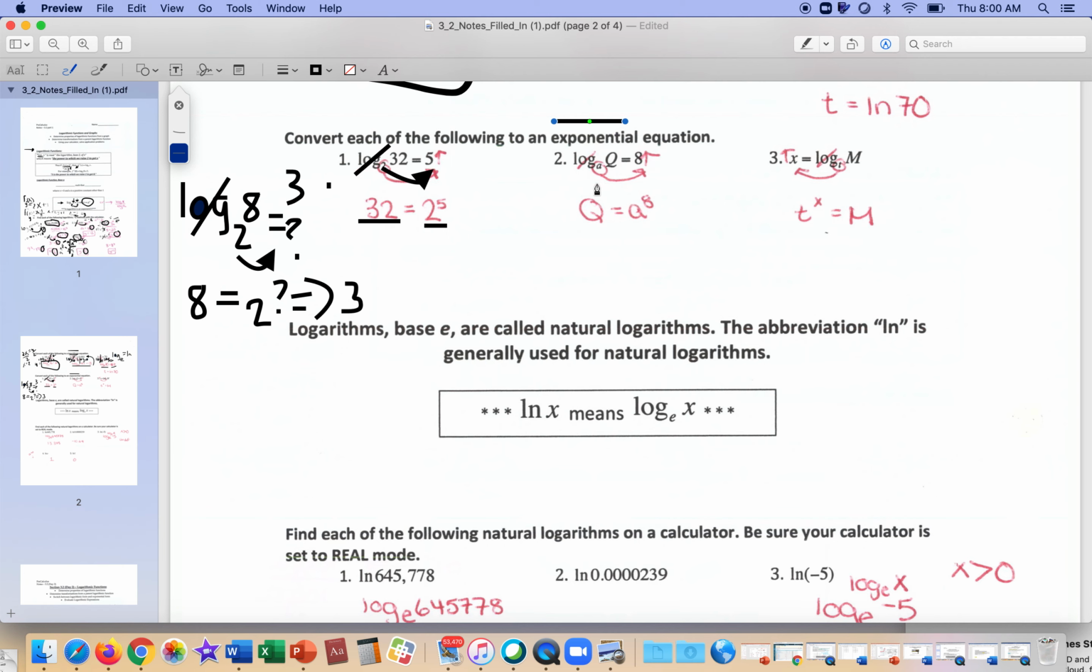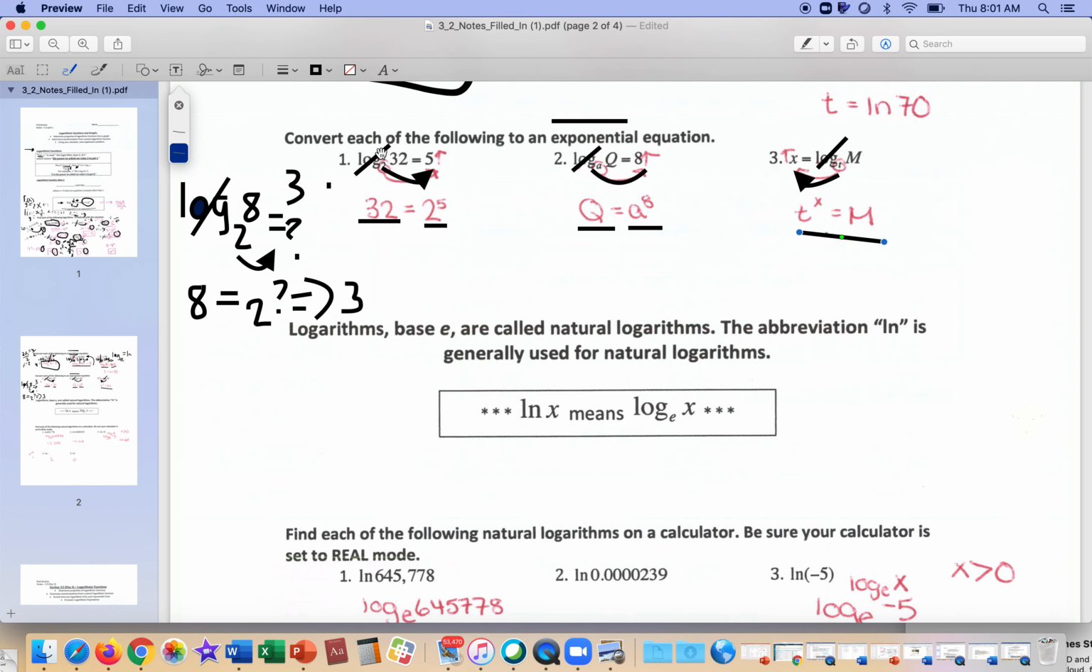It's an equation. So I see log, I don't want log. I like to call it the log bump. I get rid of log, I bump it to the other side, so the 8 pops up. So I have a to the 8th equals q. That's exponential form. Okay, if I see log, I want to get rid of it. So on the right, I see log, whatever the base is, we bump it. It goes to the other side, so the x would pop up. So it'd be t to the x equals m. That's exponential form.